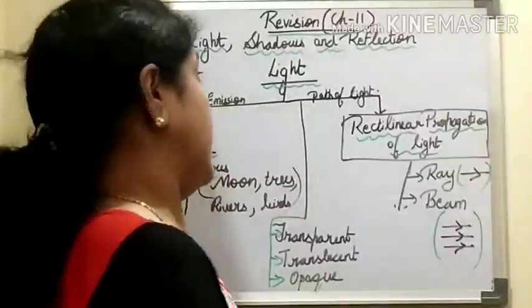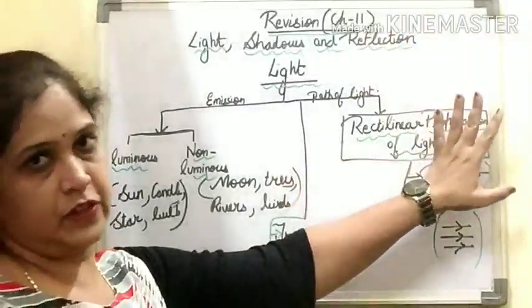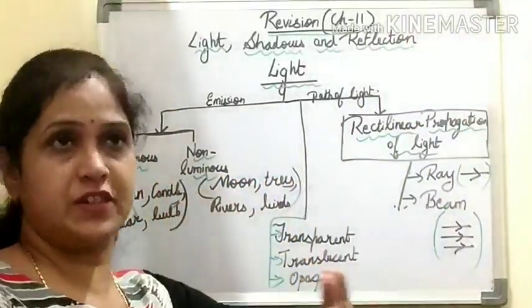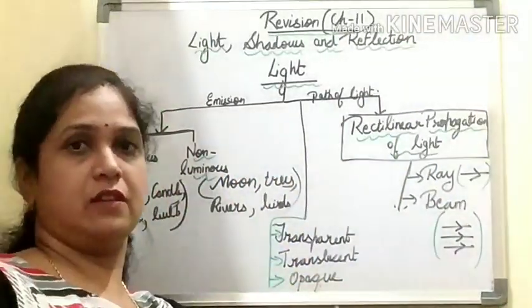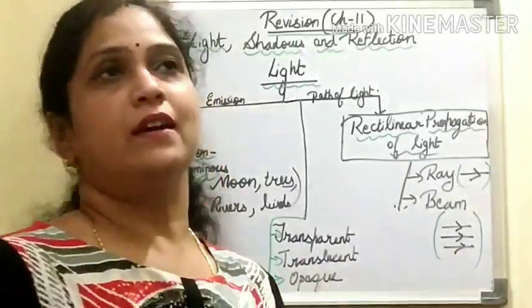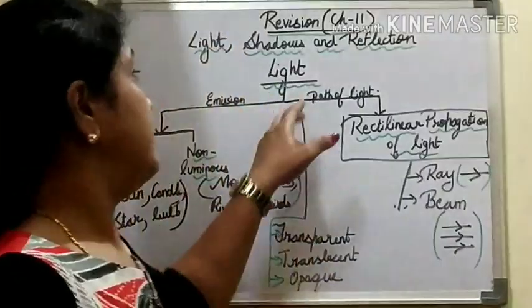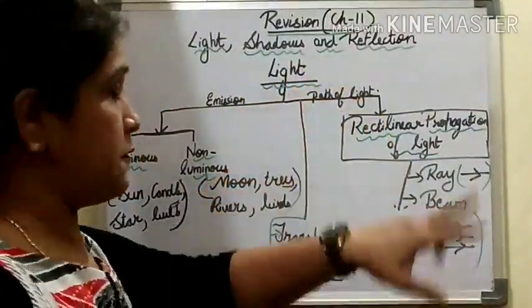Morning students, today we are going to do the revision of chapter 11, light, shadows and reflection. You know that you have completed our chapter. We have done the question answers, short answers, long answers, everything, and on Saturday I am going to take a class test of this chapter, so get ready.